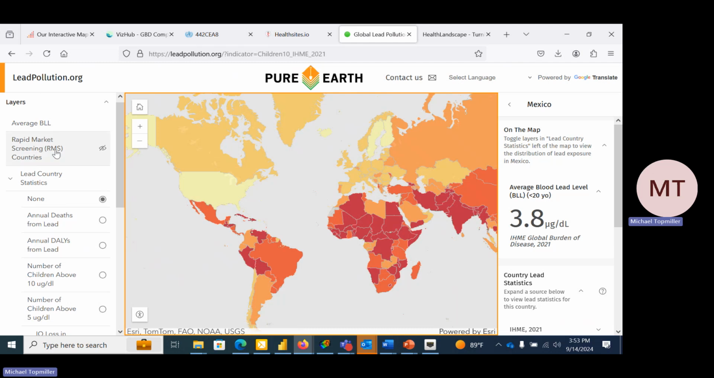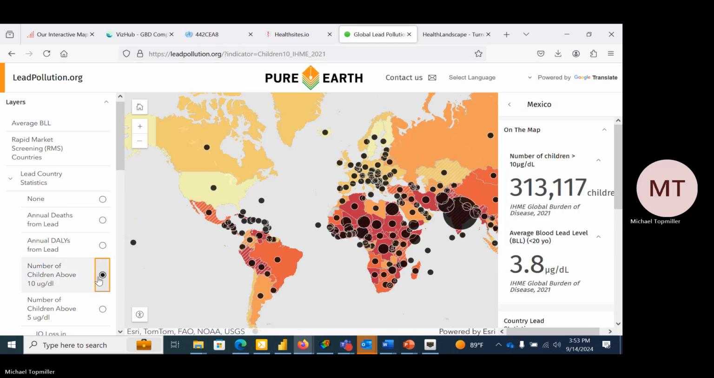You can even turn on whether or not the country has rapid market screening, which is important. So you can see that countries have that relative to their lead poisoning rates. You could also add different kinds of other data to see the number of children that have higher rates of lead poisoning. Again, it corresponds pretty closely with some of the lead poisoning data that we have here.